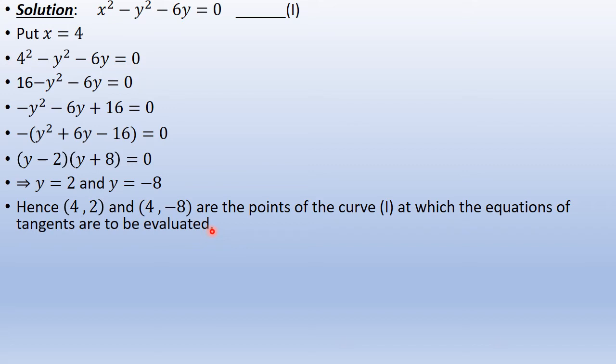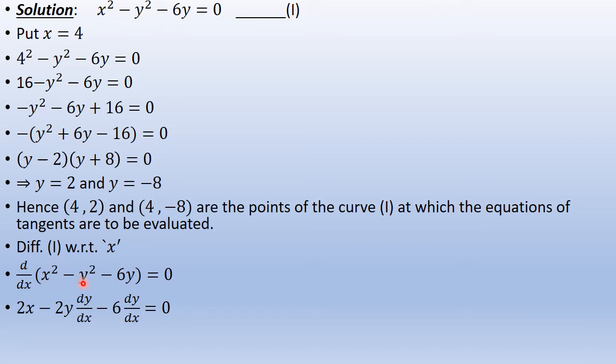Now we have got the points. Next step, we have to find the slopes of the tangent lines. For that, we are going to differentiate this equation 1 with respect to x. We put d by dx on both sides. D by dx of 0 is 0, of course. And then d by dx of x squared is 2x. Then minus y squared, d by dx is minus 2y into dy by dx. And 6 is a constant, so derivative of 6y is 6 dy by dx.